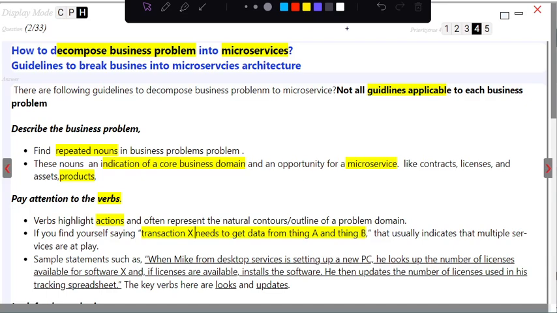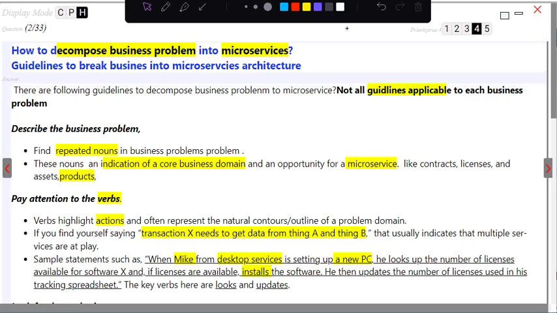Another example: suppose Mike is a person from the desktop service, which is an organization. Mike from the desktop service is setting up a new PC. Setting up a new PC means he is configuring a new PC. He looks up the number of licenses available for software X, and if licenses are available, he installs the software. So when Mike configures the new PC, he looks at the software and its available licenses, and if a license is available, then he installs the software.